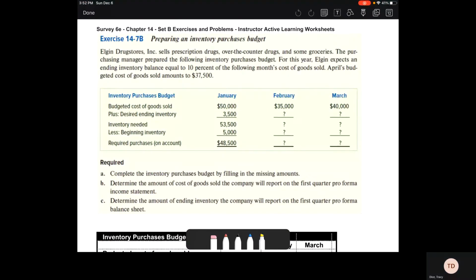Hello everyone. This video is going to cover exercise 14.7b, preparing an inventory purchases budget. So we have Elgin Drugstores, and they sell prescription drugs, over-the-counter drugs, and some groceries. The purchasing manager prepared the following inventory purchases budget. For the year, they expect an ending inventory balance equal to 10% of the following month's cost of goods sold. And April's budgeted cost of goods sold amounts to $37,500. So we need to complete this inventory purchases budget.